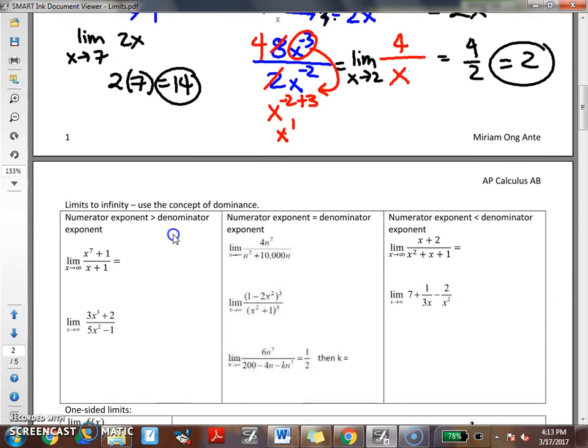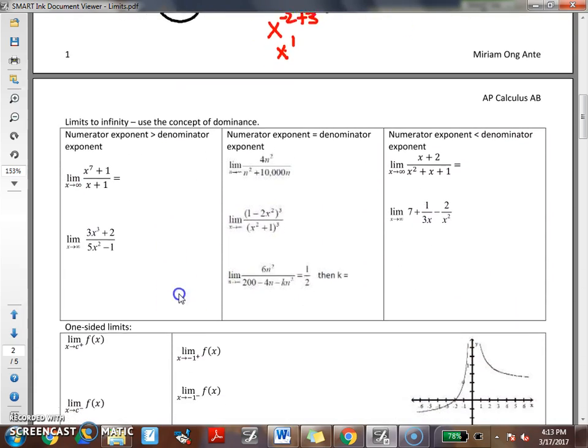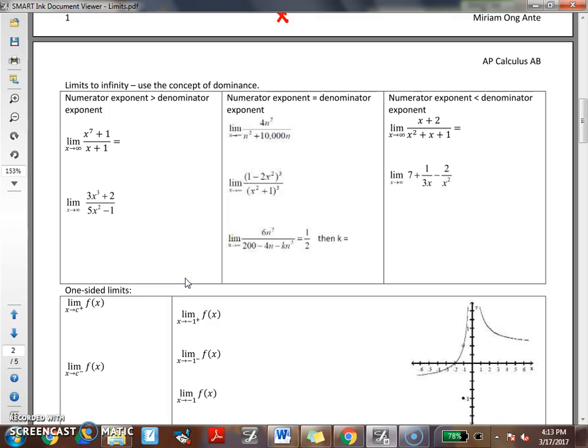Okay. Next concept to review. Whenever you see x approaches infinity, well, we can't plug in or substitute infinity. Infinity is not a value. We have to use the concept of dominance. This is how it works.